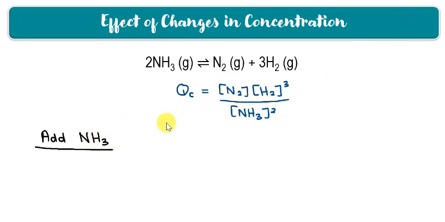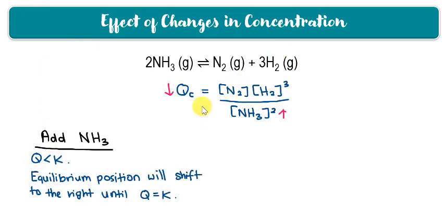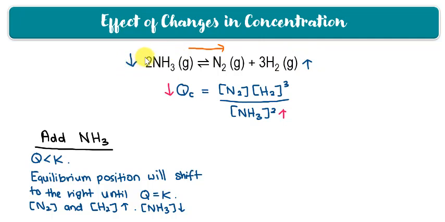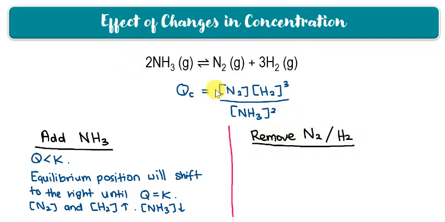When ammonia is added into the system, the concentration of ammonia will increase. This will make the value of Qc decrease. So, the Qc will become less than Kc. So, in order to remove the amount of the ammonia added, the equilibrium position will shift to the right until Q is equal to K. This will make the concentration of the products, which are nitrogen and hydrogen, increase and the concentration of the reactant decrease.